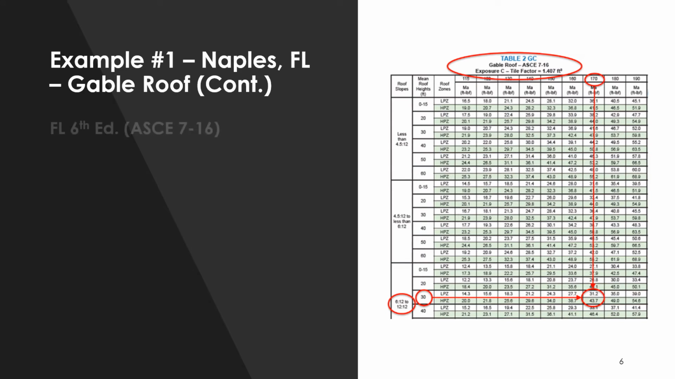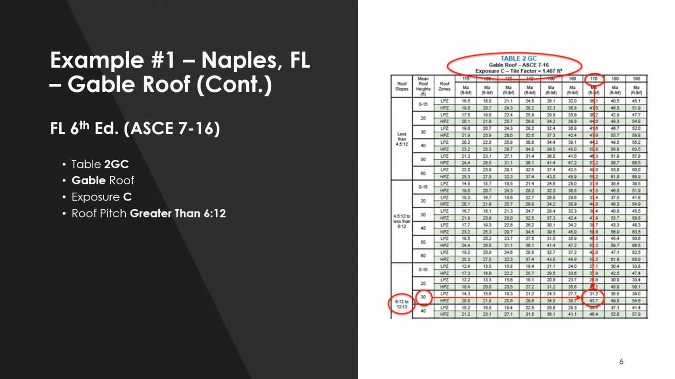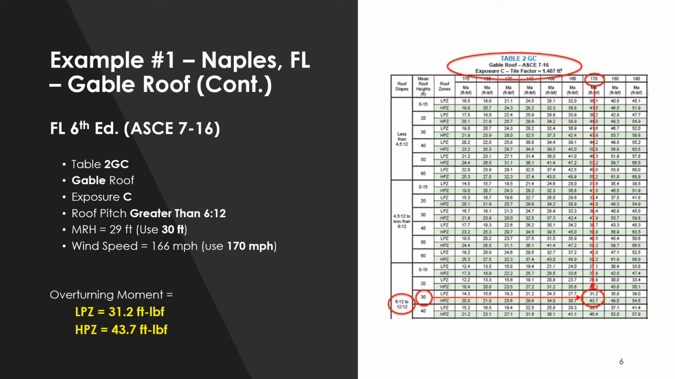Now if we use the 6th edition manual to the new standard ASCE 7-16 and to the new code, we would use table 2GC, G for gable, and C for exposure C. The roof pitch again is greater than 6:12, and again we would use a mean roof height on the table of 30 feet and wind speed on the table of 170 miles per hour. This gives us two values for overturning moment for the LPZ or low pressure zone, value of 31.2, and for the high pressure zone, a value of 43.7.